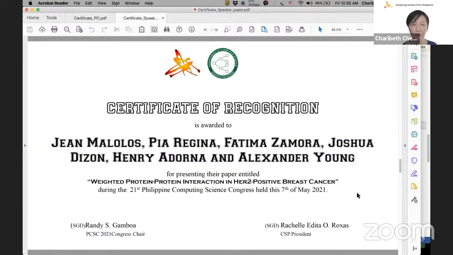And then for the first paper, the certificate of recognition is awarded to Jean Malolos, Pia Regina, Fatima Zamora, Joshua Dizon, Henry Adorna, and Alexander Young for presenting their paper entitled Weighted Protein to Protein Interaction in HER2 Positive Breast Cancer during the 21st Philippine Computing Science Congress held this May 7, 2021. Signed, Randy Gamboa and Rachel Edita Ramos. Thank you to the first three papers.